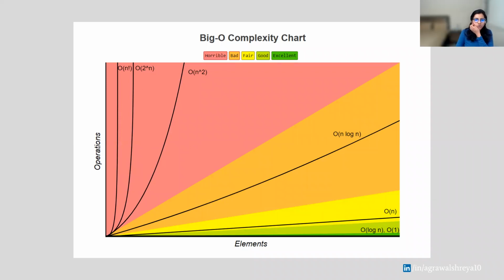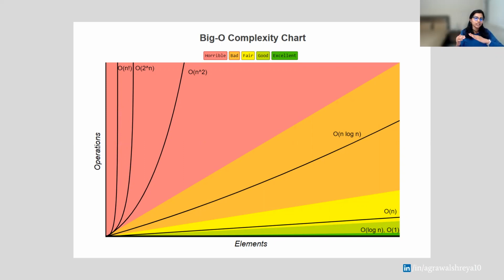Same is for order of n. So order of n, like I already mentioned, is always a straight line connecting two dots because it is linear time complexity, not the constant one. Linear time complexity. So in this case, it will always be a straight line.